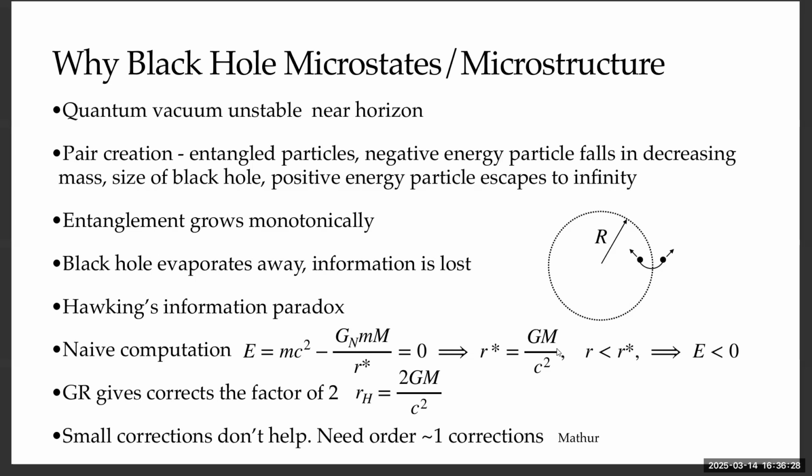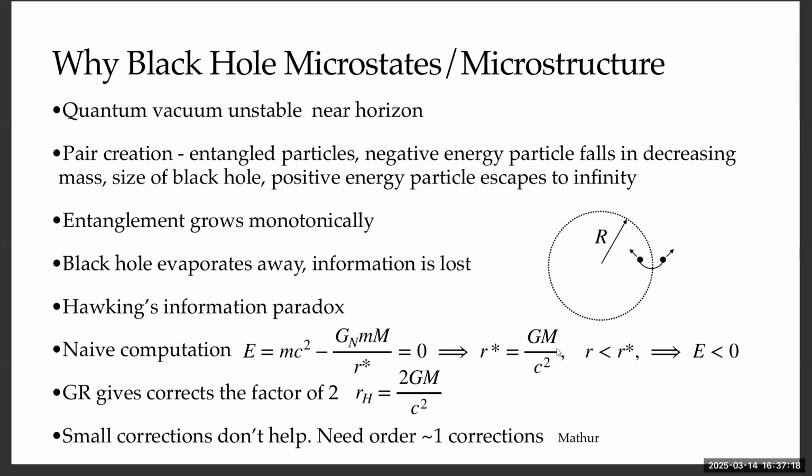We can even see this from a very naive calculation, quite remarkably. If I just consider a point particle in a classical gravitational field, I have mc squared, and then I have the gravitational potential energy. There is a critical radius where this is 0, and if you're inside the radius, E is less than 0. Now this formula is only off by a factor of 2 from what GR will tell you. So this is a simple way to see that particles on the inside of the black hole will have negative energy, and so as the black hole evaporates, it looks like it's shrinking.